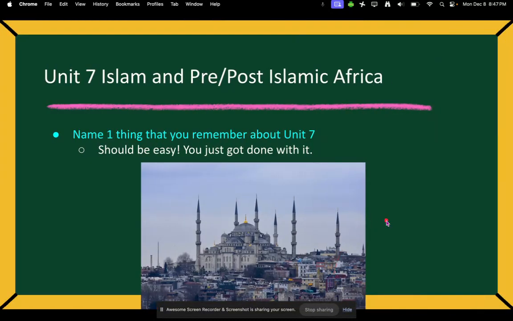All right. Then we have Unit 7, which is Islam in pre- and post-Islamic Africa. So name one thing you remember about Unit 7. And this should be pretty easy because we literally just got done with this unit.